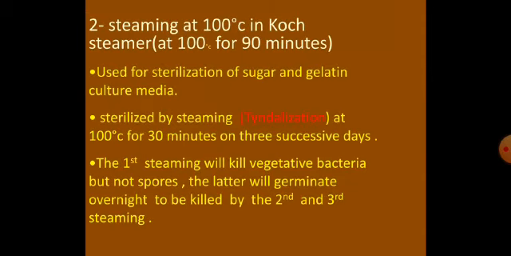Steaming at 100 degrees in the Koch steamer. This method is used for sterilization of some culture media containing sugar and gelatin, but the Koch steamer requires 100 degrees for 90 minutes.